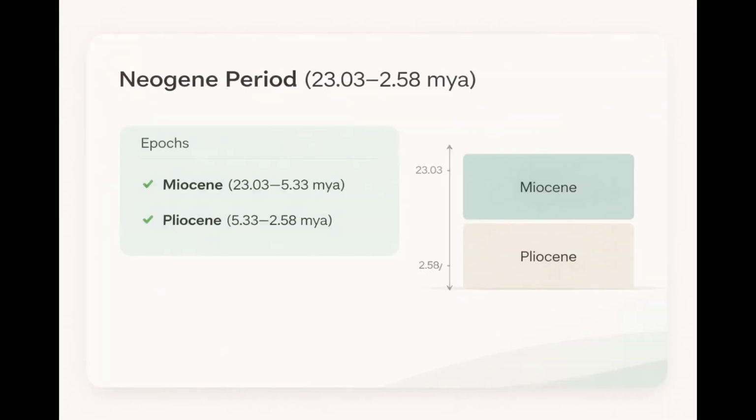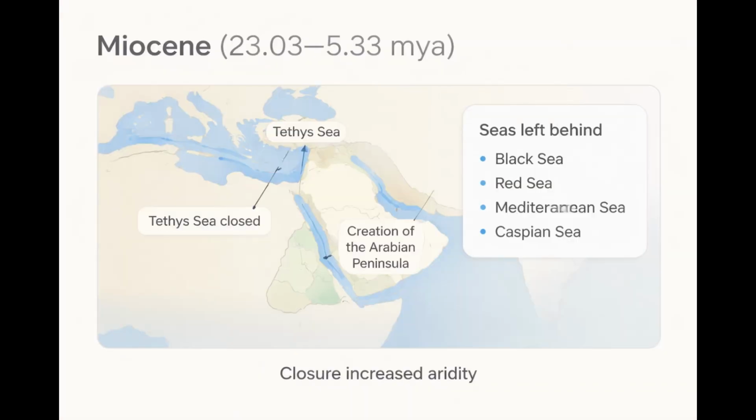Next is the Neogene period, spanning about 23.03 to 2.58 million years ago. The material divides it into two epochs, the Miocene and the Pliocene. This is a time when geography and climate continue shifting toward modern patterns, and those shifts strongly influence habitats and migrations. In the Miocene, the Tethys Sea finally closed with the creation of the Arabian Peninsula. The material notes that in its wake it left the Black, Red, Mediterranean, and Caspian Seas.